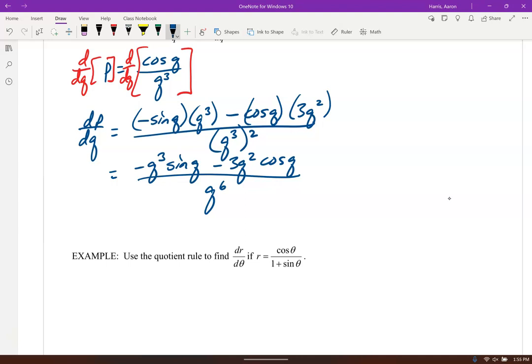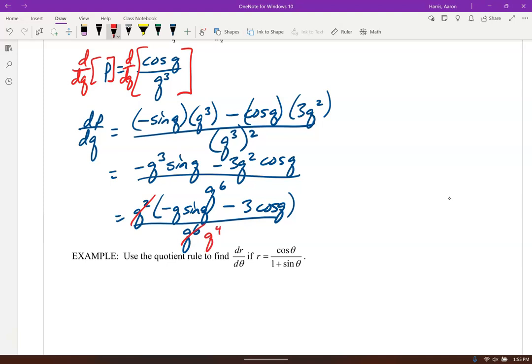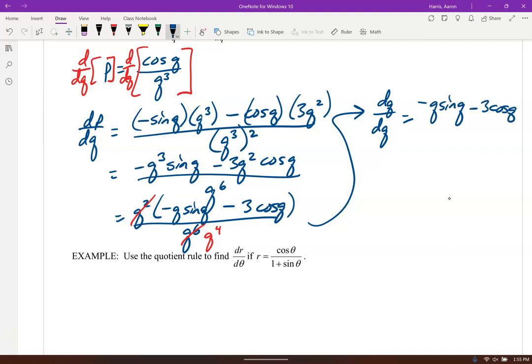I would go ahead and take a q squared out. So I can say, okay, q squared over q to the 6th, that leaves me with q to the 4th. So dp dq is negative q sine q minus 3 cosine q, all over q to the 4th. And that's as far as you can go on that.